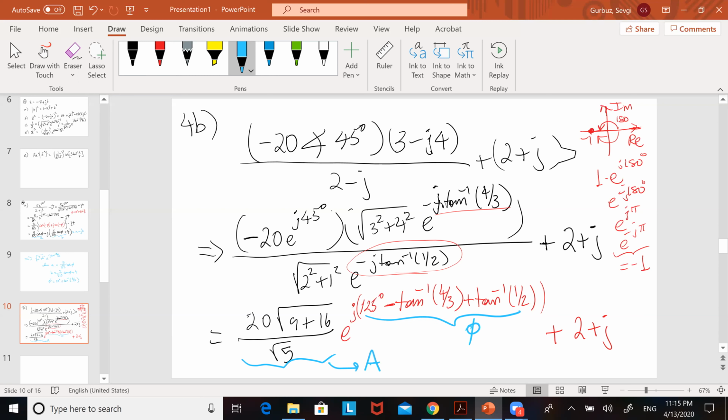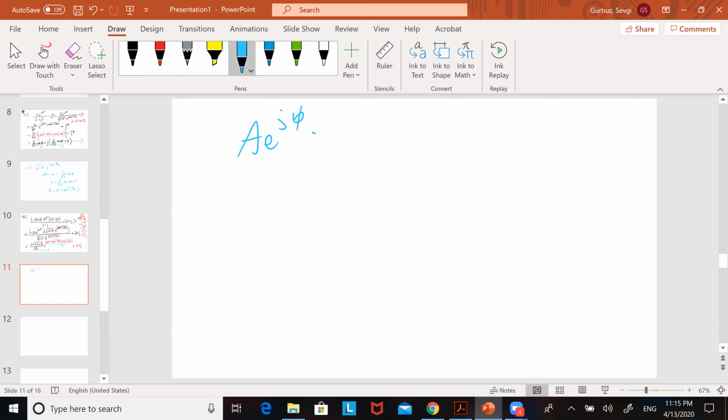And if I do that, essentially the number I have is A e to the j phi plus 2 plus j, where A and phi are defined as I indicated in the previous slide. Let me just do this in general in terms of A and phi. So this is going to turn into A cosine phi plus j times A sine phi plus 2 plus j.